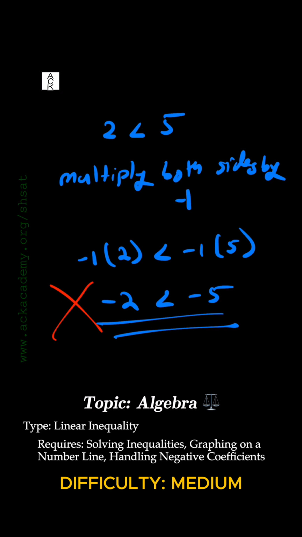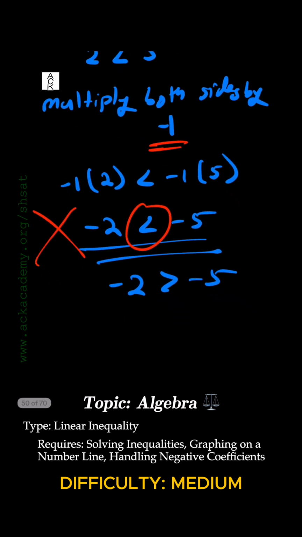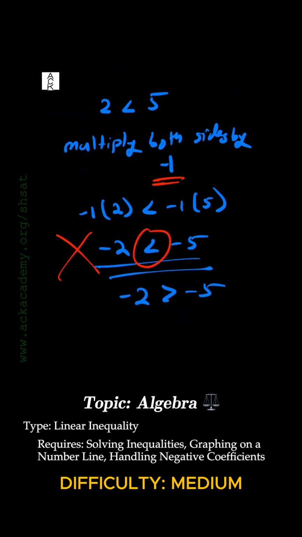So when we deal with these negatives, the sign has to flip. So to make the statement true, it would be negative 2 is greater than minus 5. And on a number line, it would look something like this. Let's say you have minus 5 here, and we have 0 here, and we have minus 2 here.